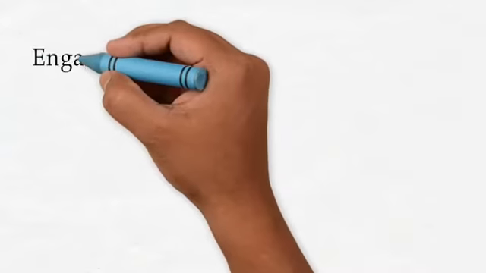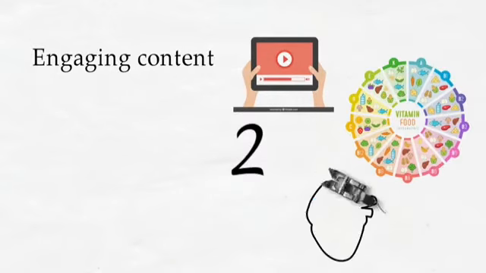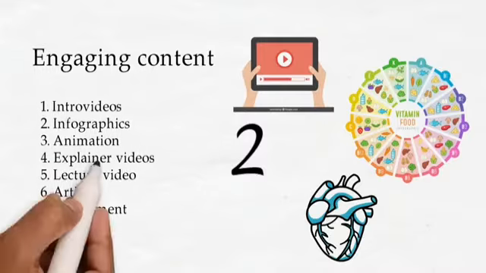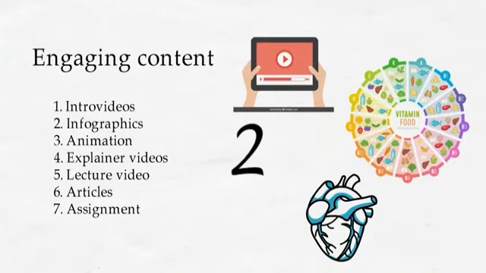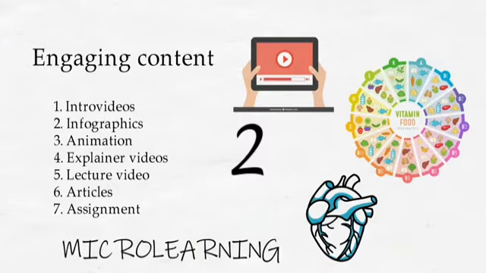Number 2, create engaging learning content. It could be a video or an infographic, an image or an animation or any of these things. Each lecture should be divided into chunks of knowledge and should be delivered in a suitable way. This concept is called micro-learning. Most successful online teachers create learning modules for this.